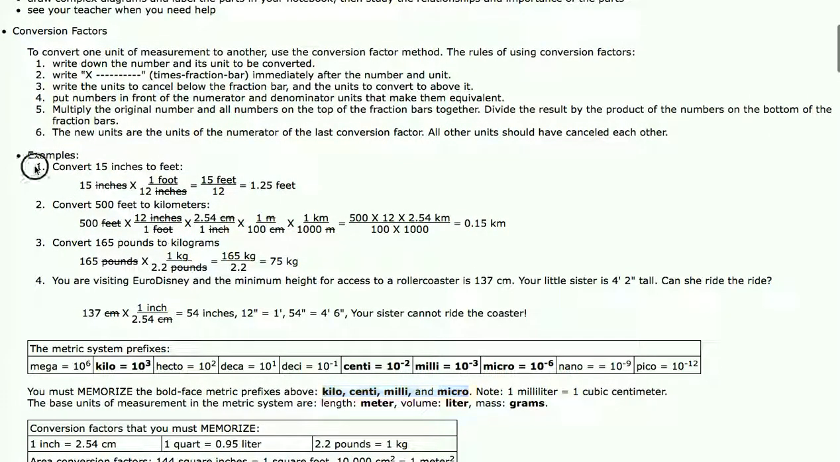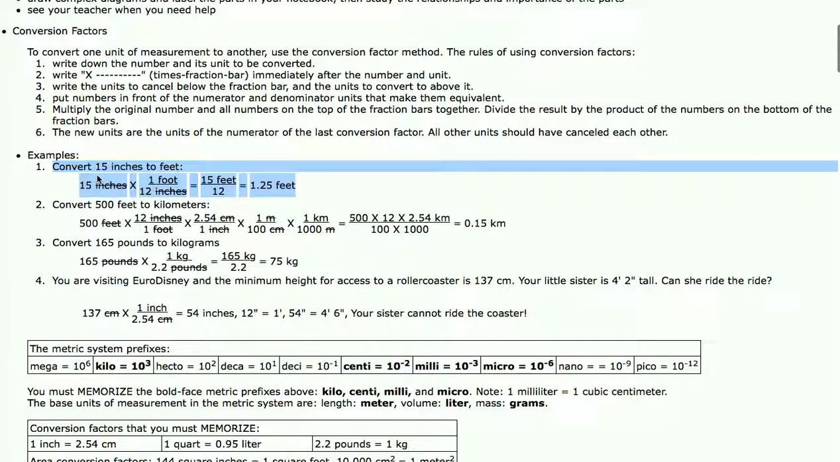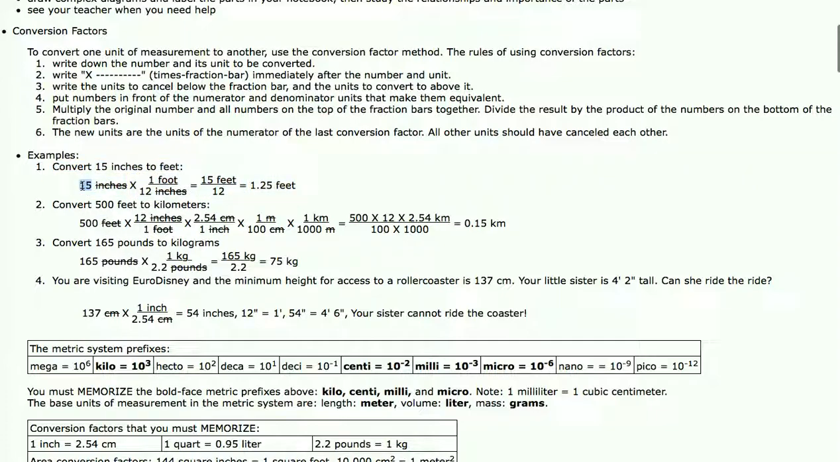For example, in this first problem, number 1 here, it says convert 15 inches to feet. Notice what we're doing here. You take 15 inches, you write that first, then you write the multiplication symbol, and then you write a fraction bar, that's the line here, and then you write a conversion between inches and feet. Inches goes on the bottom so you can cancel it, and feet goes on the top so that you'll convert it. And 1 foot equals 12 inches, that's the ratio. So you end up taking 15 times 1/12, which mathematically is 15/12, which is simplified to 1.25 feet.